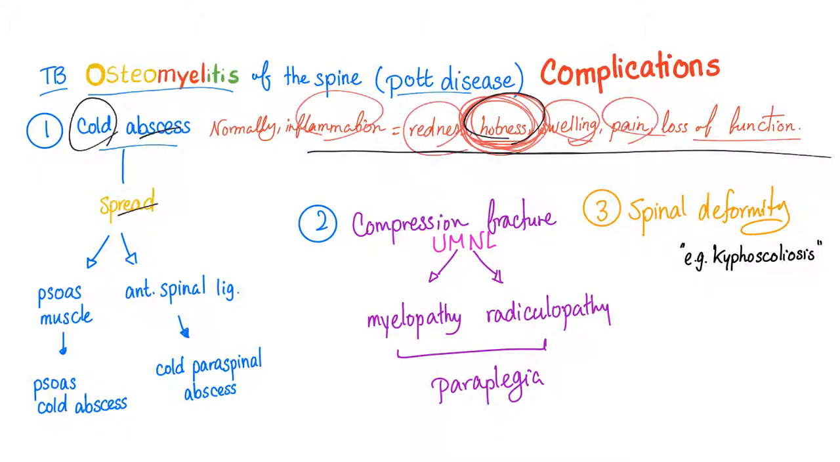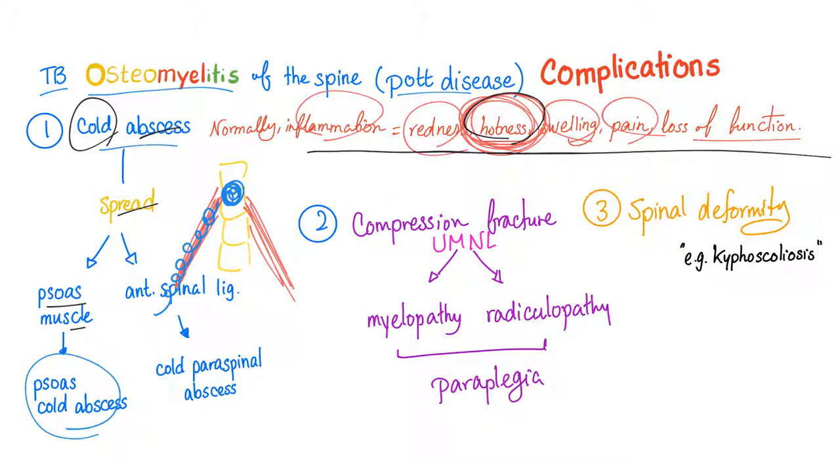And this can spread through the psoas muscle. As you know, the vertebrae are here. So let's draw some nice vertebrae. And here is your nice psoas muscle, one to the right, one to the left. And then the TB cold abscess here in the vertebra can spread and spread until you end up with psoas cold abscess. And it can even reach the anterior spinal ligament, which is here. And this is going to lead to cold paraspinal abscess.